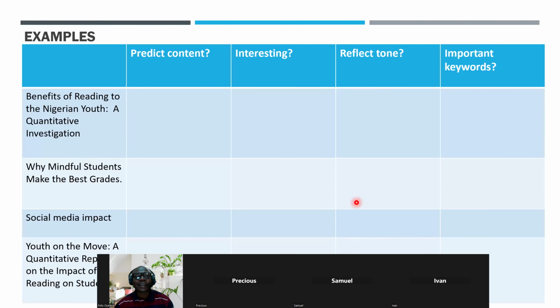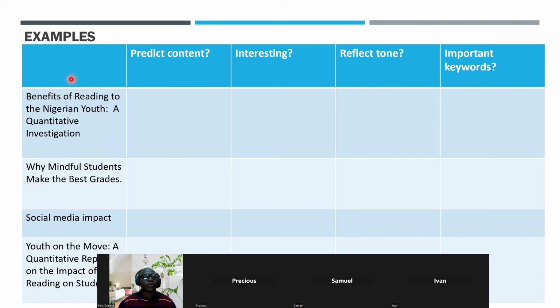Now, let's look at this example quickly. Our time is fast going. I've put down here four drafts of research titles. Number one, benefit of reading to Nigerian youth, a quantitative investigation. Number two, why mindful students make the best grades. Number three, social media impacts. And number four, youth on the move, a quantitative report on the impact of reading on students.